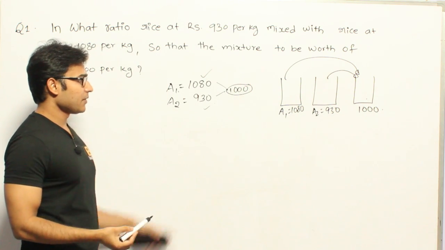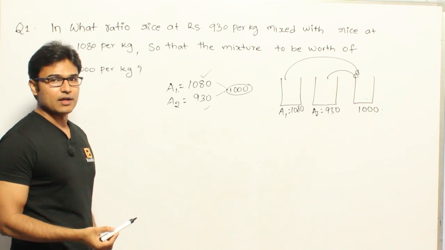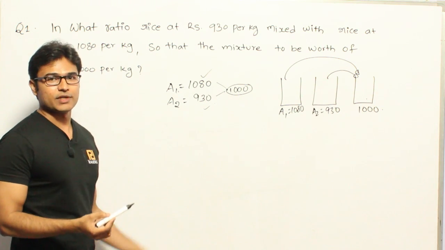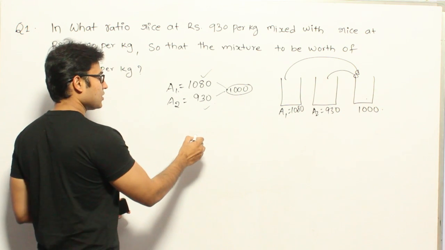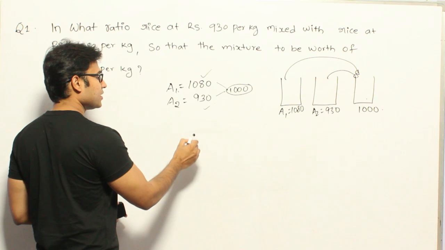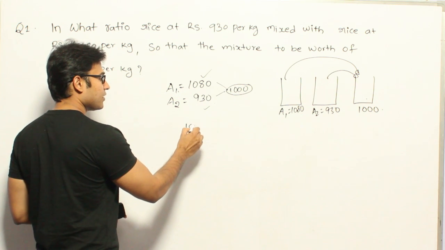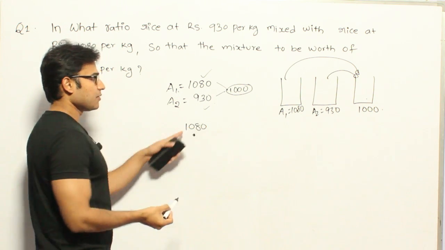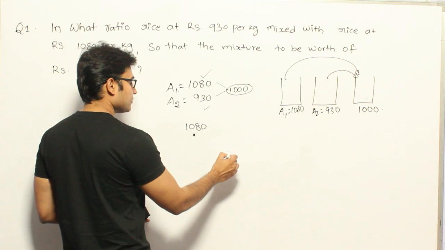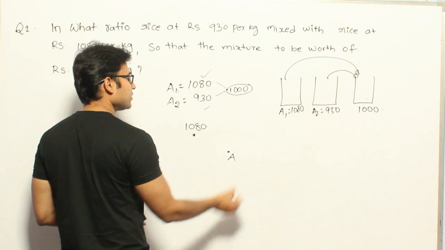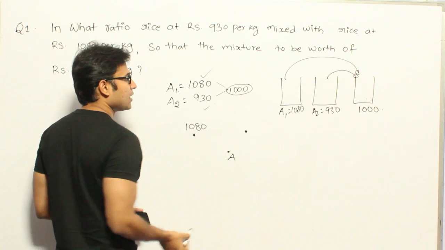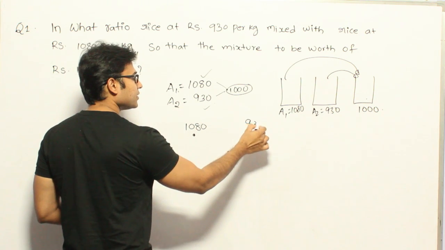Now I told you that to solve that question, we can use the diagram, right? In the earlier example I have shown you the diagram. So what does the diagram say? A1, which means put the higher cost, the higher number, there, and then the group average, the final mixture average, here, and then the lower one here, 930, right?